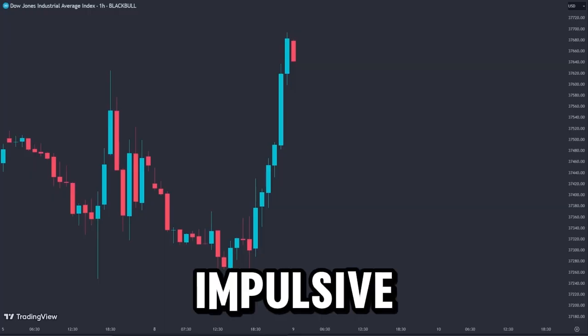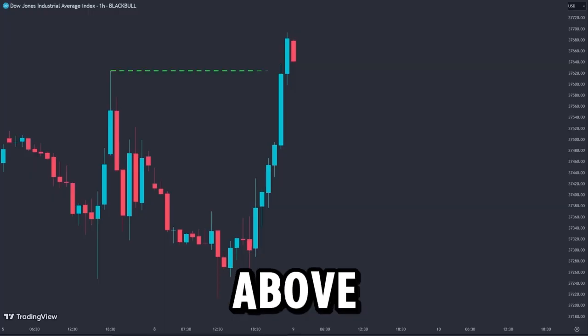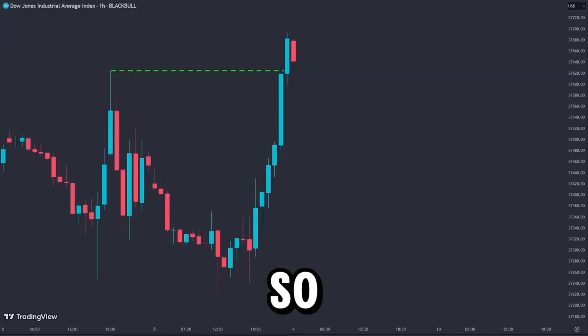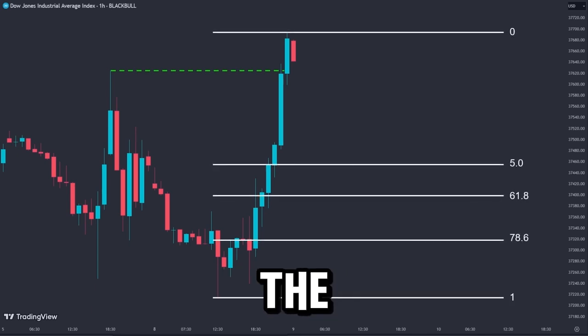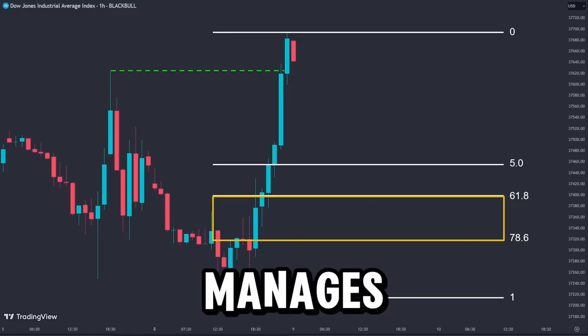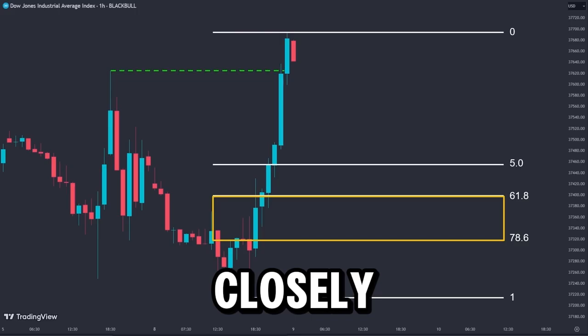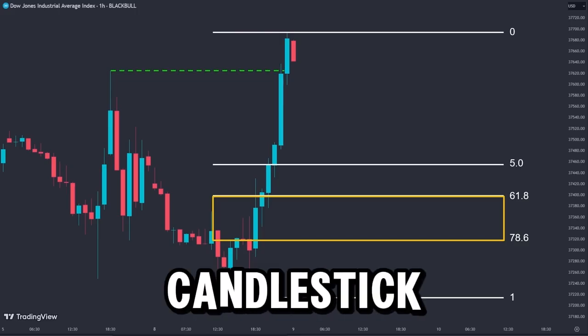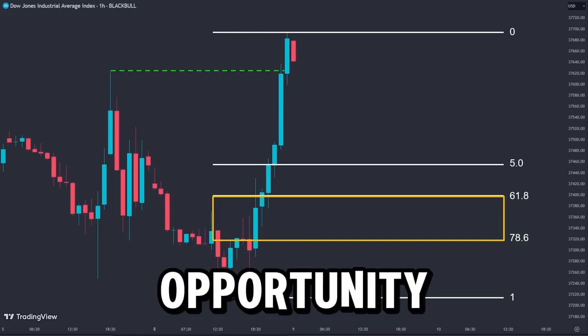We have a clear impulsive movement to the upside, breaking above the previous market structure. So let's apply the retracement tool from the start to the end of this move. The area between 0.618 and 0.786 is our golden zone. If the price manages to return to this area, we will closely monitor the price action signals through candlestick formations to look for a long trade opportunity.